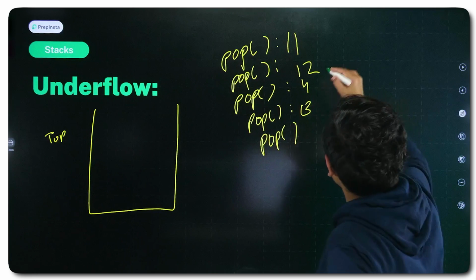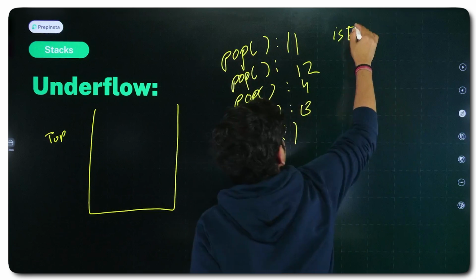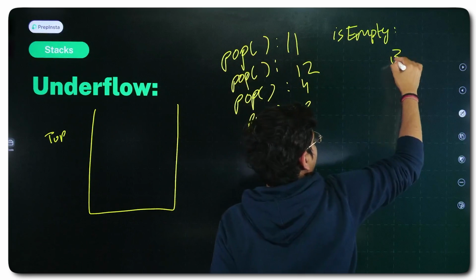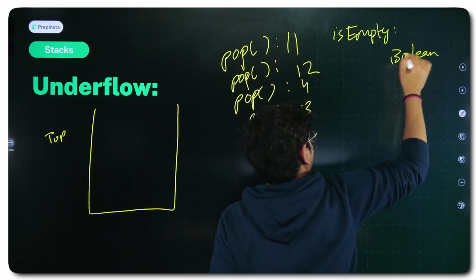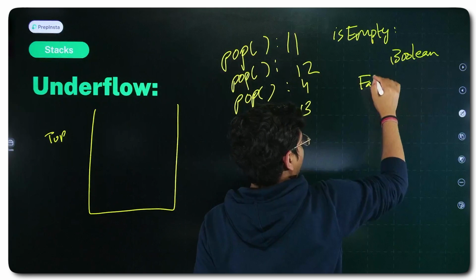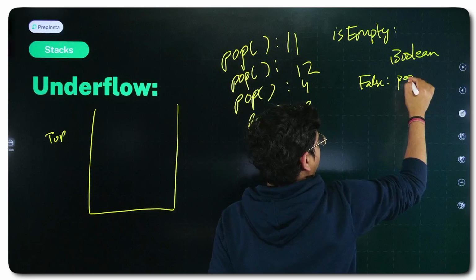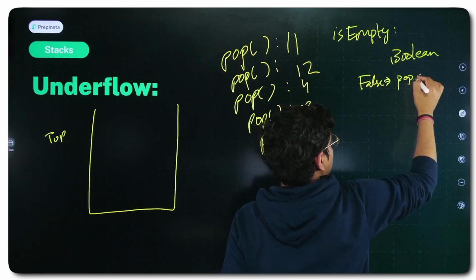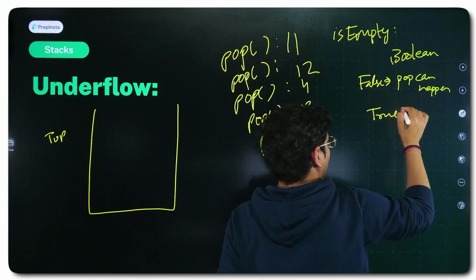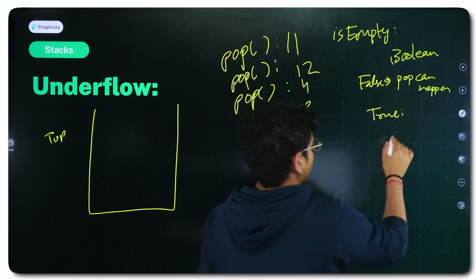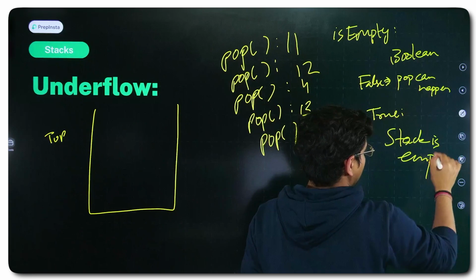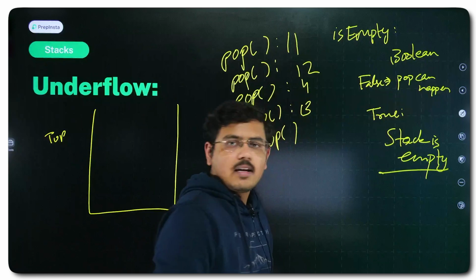So for this, we have a function which is empty. It is like is full only. It is again Boolean function in nature. If it returns false, then pop can happen. Fine. If it says true, then what does this mean? This means stack is empty. Stack doesn't have an element.